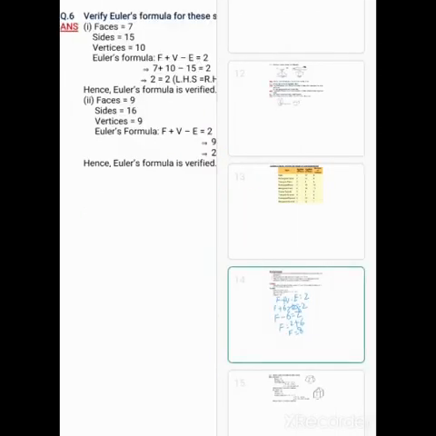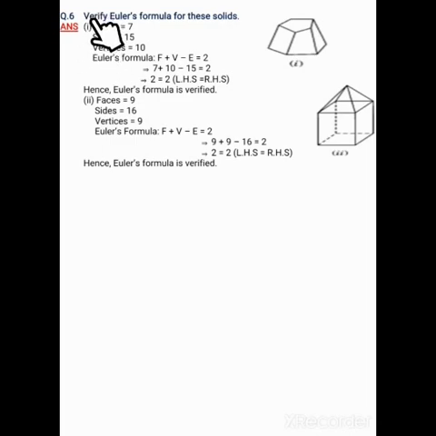Now come to exercise 10.3 question number 6. Verify Euler's formula for these solids. Now here a solid is given, so we count. Faces is 7, edges is 15 and vertices is 10. So using Euler's formula, F plus V minus E equal to 2. So 7 plus 10 minus 15. 7 plus 10 is 17. 17 minus 15 equal to 2. So our right hand side also comes. It means LHS equal to RHS. So hence Euler's formula is verified.